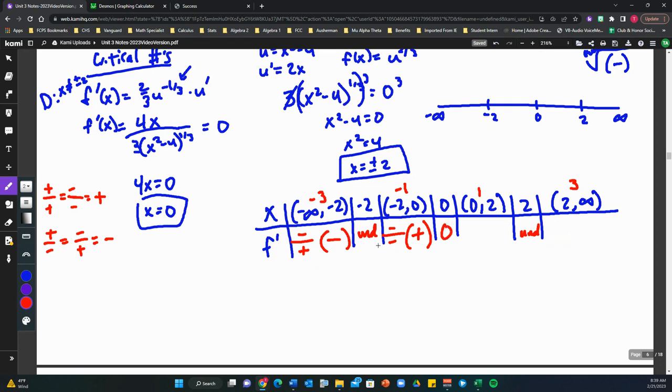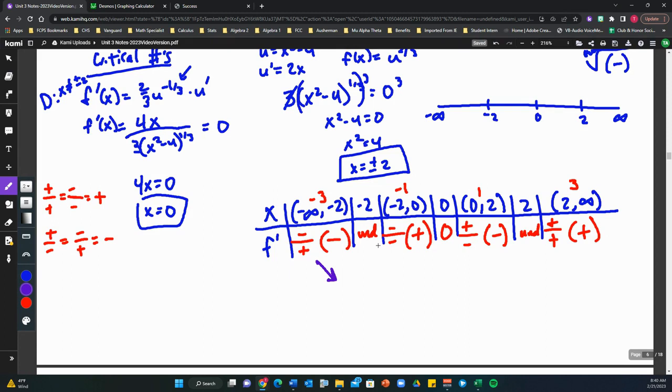0 produces 0 at f prime. That's why it was a critical number. Now when I plug 1 in, the top of this fraction is going to be positive. And plugging positive 1 in the bottom is going to give me the same result for the bottom as negative 1 because of the x squared. So positive over negative gives me a negative. And then for the last one, 3 going up top is positive. 3 squared is going to give me the same result on the bottom as negative 3. So positive over a positive gives me a positive result. So now let's talk about directions. What's the graph doing? So f prime is negative, graph is going down.